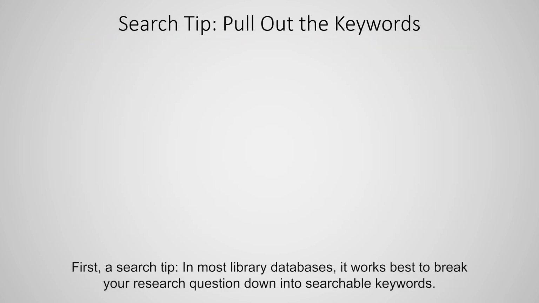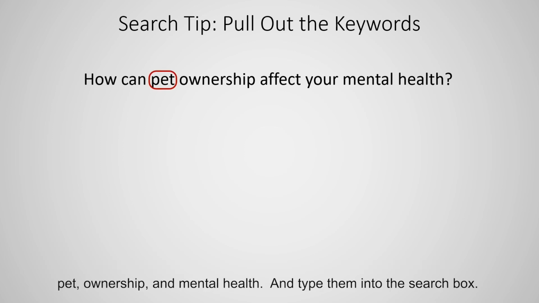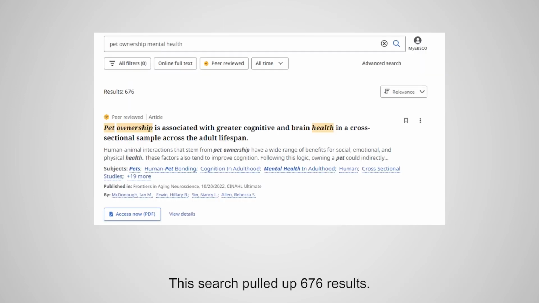First, a search tip. In most library databases, it works best to break your research question down into searchable keywords. So for the research question, how can pet ownership affect your mental health? Let's pull out the keywords pet, ownership, and mental health, and type them into the search box. This search pulled up 676 results.